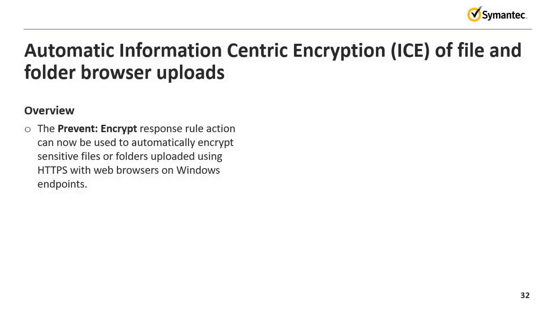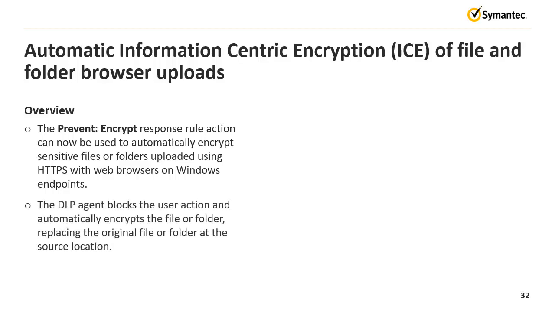The Prevent Encrypt action can now be used in response rules to automatically apply ICE encryption to sensitive files or folders uploaded using HTTPS with web browsers on Windows endpoints. The DLP agent blocks the user's attempt to upload the sensitive data, automatically encrypts the file or folder with an HTML extension, and replaces the original file or folder at the source location.